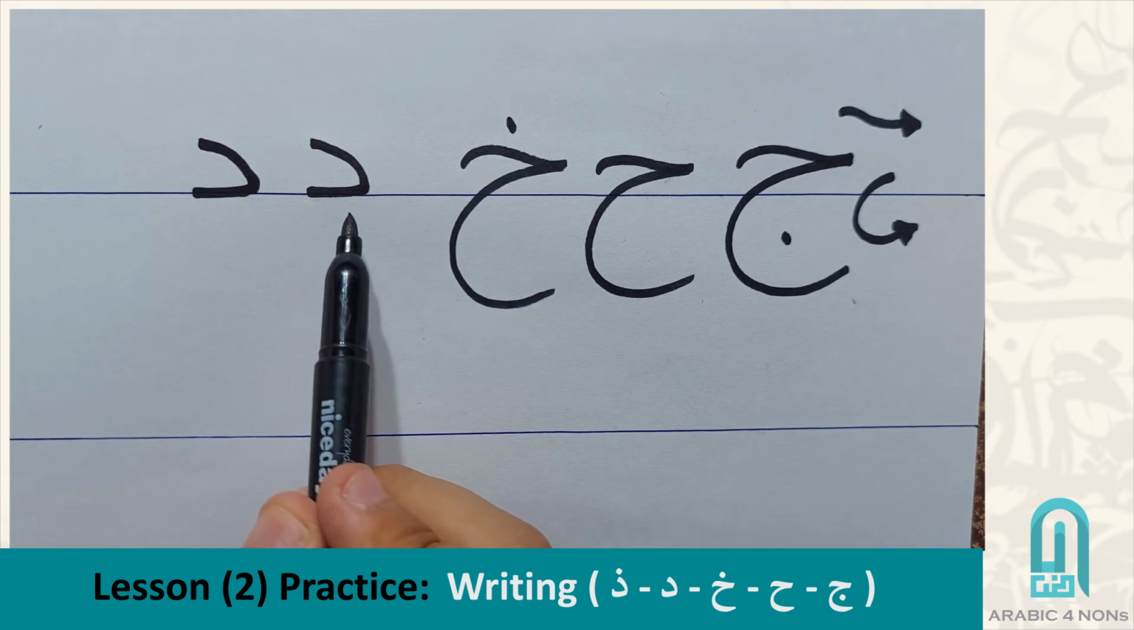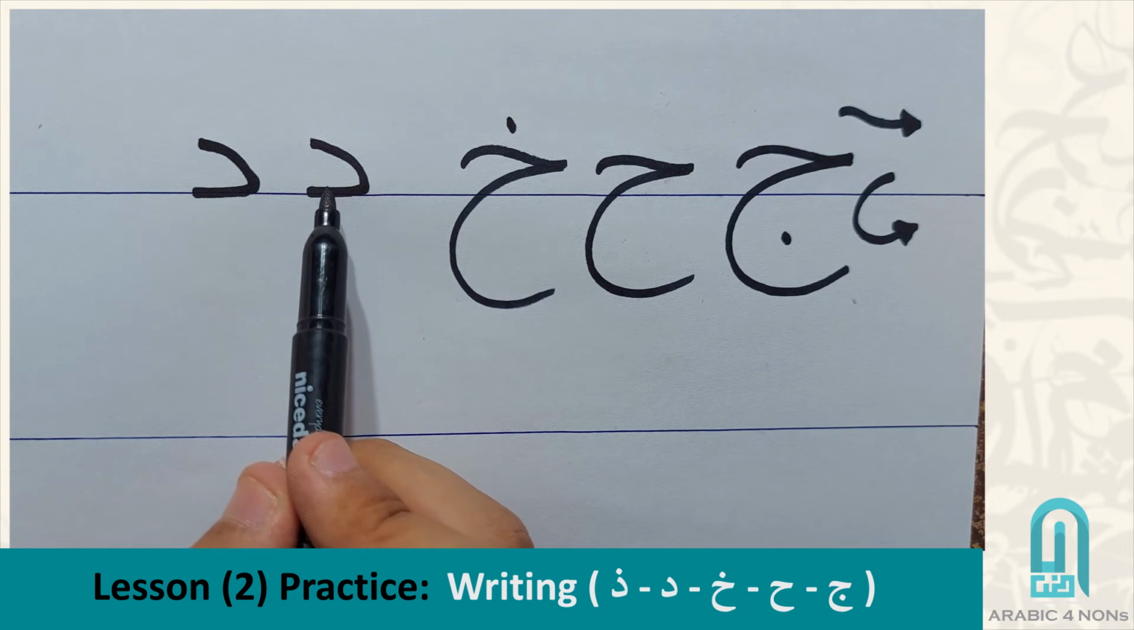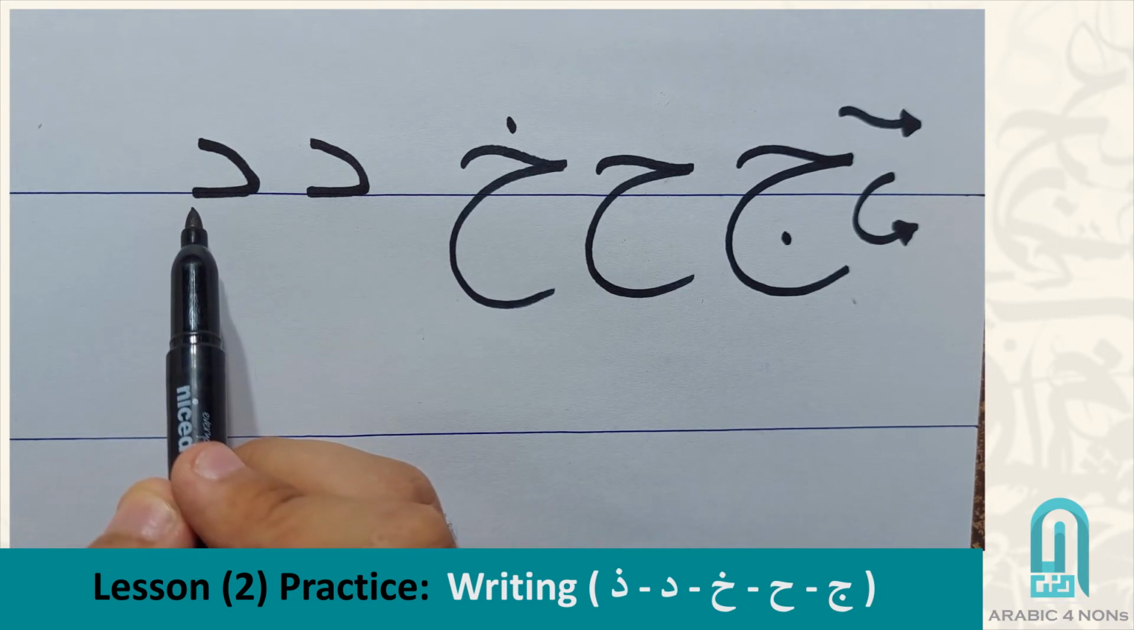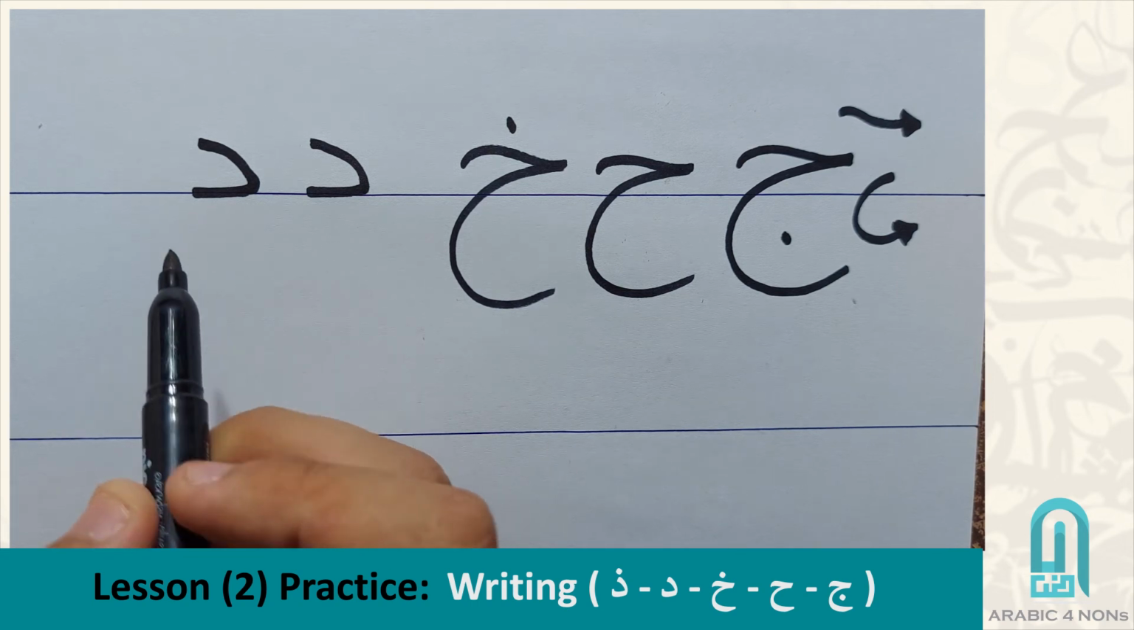What is the difference again? The number of dots. The first one, letter D, has no dots, while the second one, letter Dh, has one dot on top.